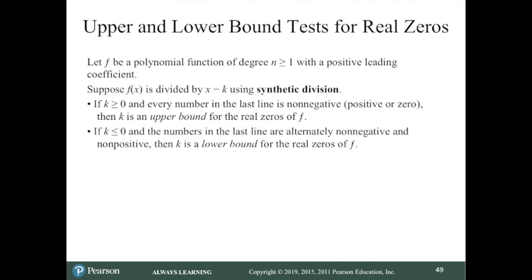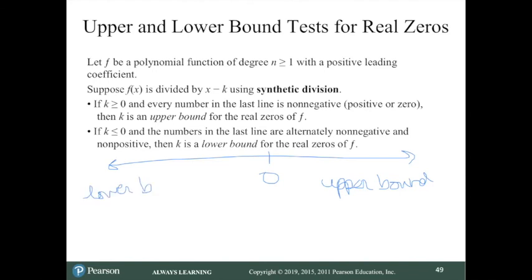Well, there's an upper and lower bound test for real zeros. And what that tells us is if I put this number into my synthetic division and I look for the answer pattern, it will tell me if there are any zeros out past that. So I'm going to do kind of a number line example here. For upper bounds, the test is only valid for positive numbers. And for lower bounds, it only works for negative numbers.